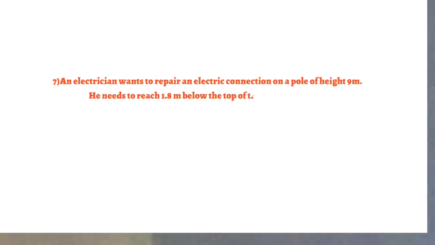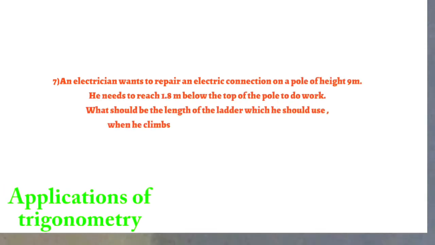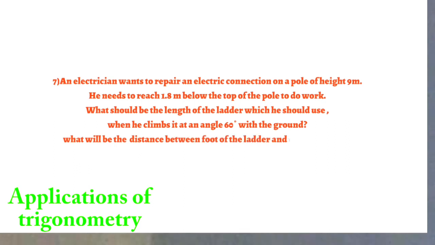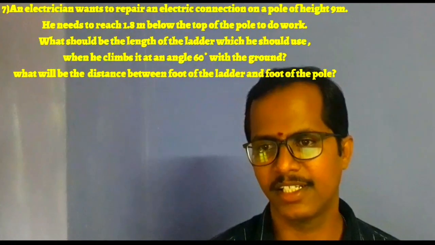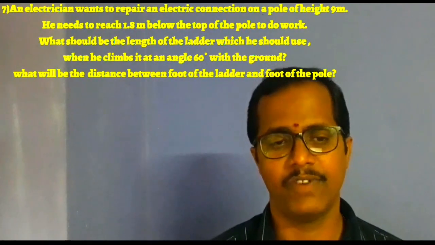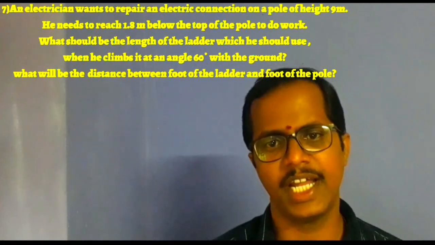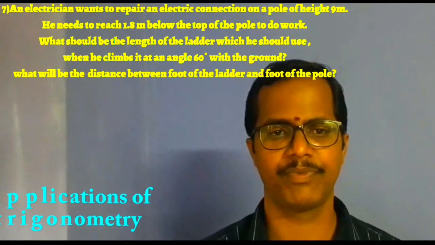Now let us see seventh problem. An electrician wants to repair an electric connection on a pole of height 9 meters. He needs to reach 1.8 meter below the top of the pole to do work. What should be the length of the ladder which he should use when he climbs it at an angle 60 degrees with the ground? What will be the distance between foot of the ladder and foot of the pole?